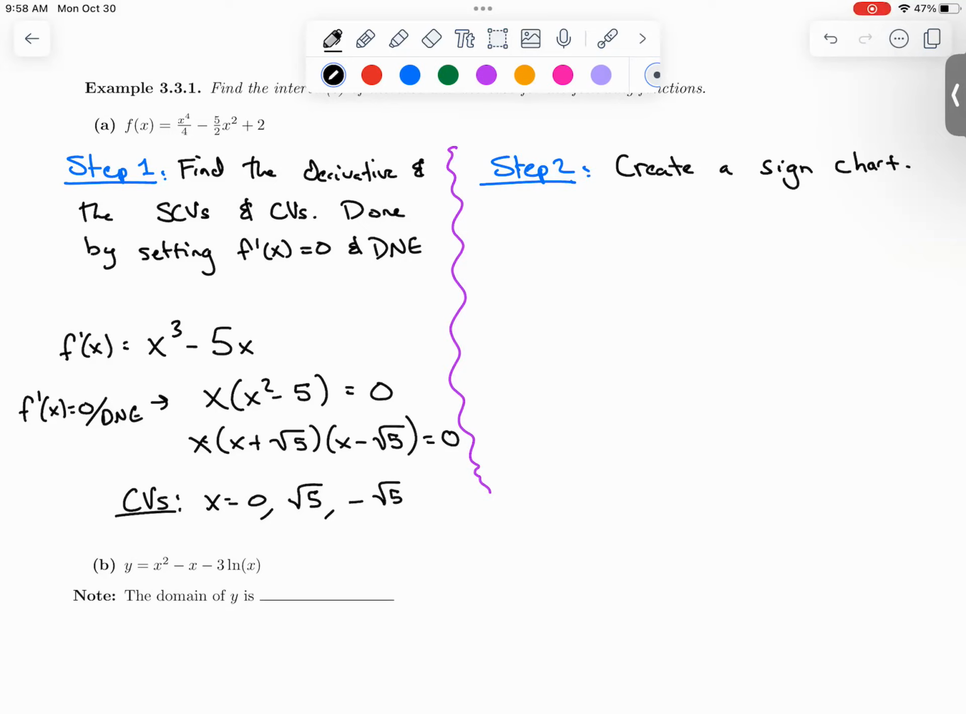So what I like to do is draw a number line and plot all my values: negative square root 5, 0, and square root 5. And then I draw a vertical line down.